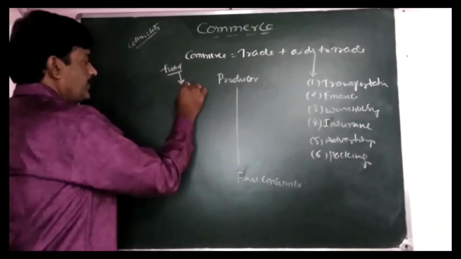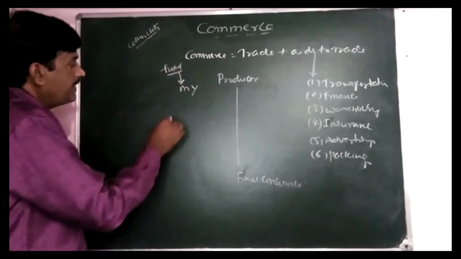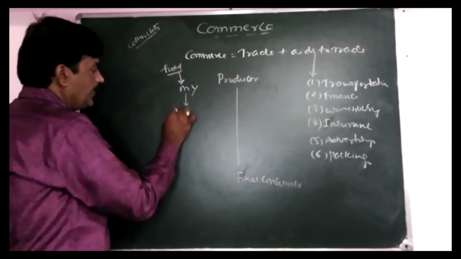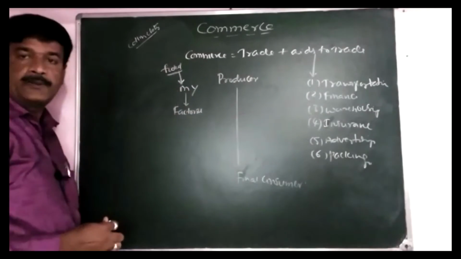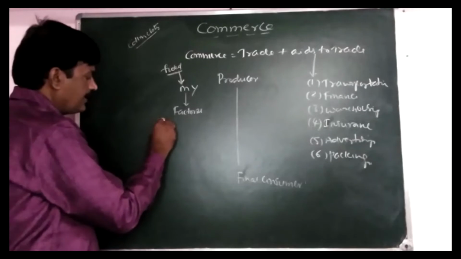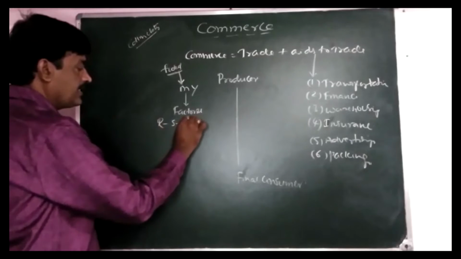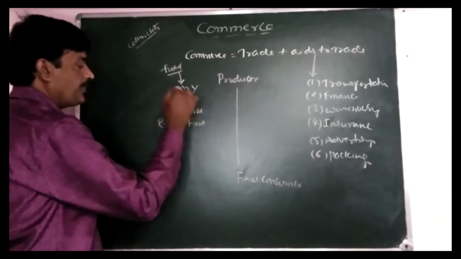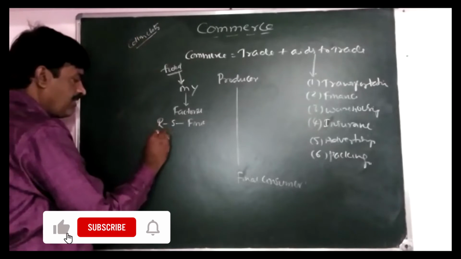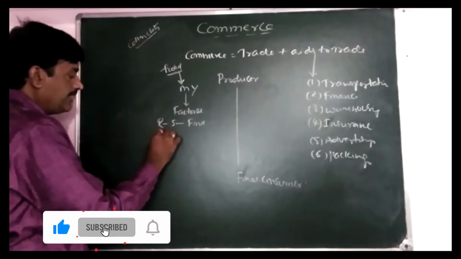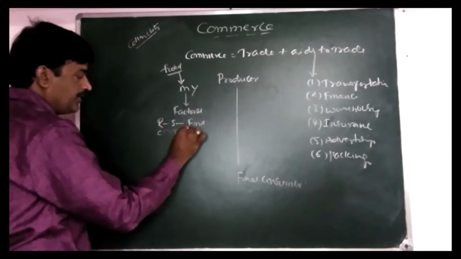It is shifted to market yards. From market yards, it is shifted to factories. In factories, what is going on? The raw materials are converted into semi-raw material. Semi-raw materials are converted into finished products. Cotton is a raw material. We are converting it into threads. Threads are converted into cloth.